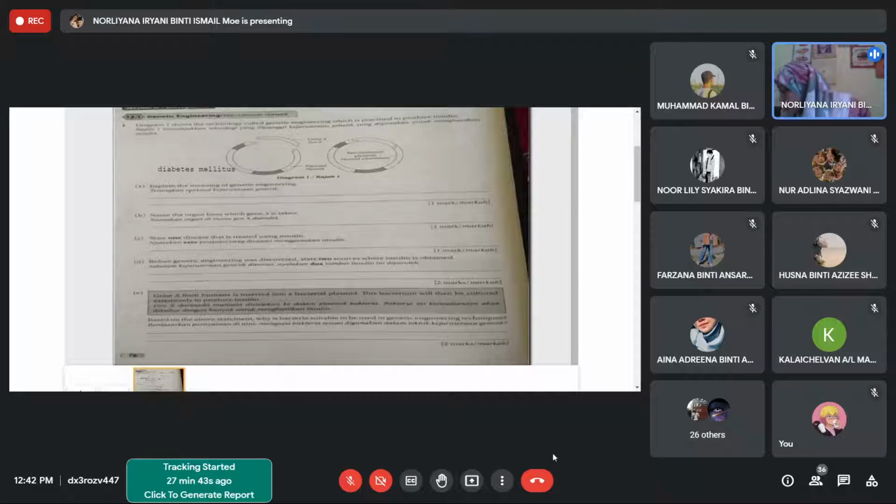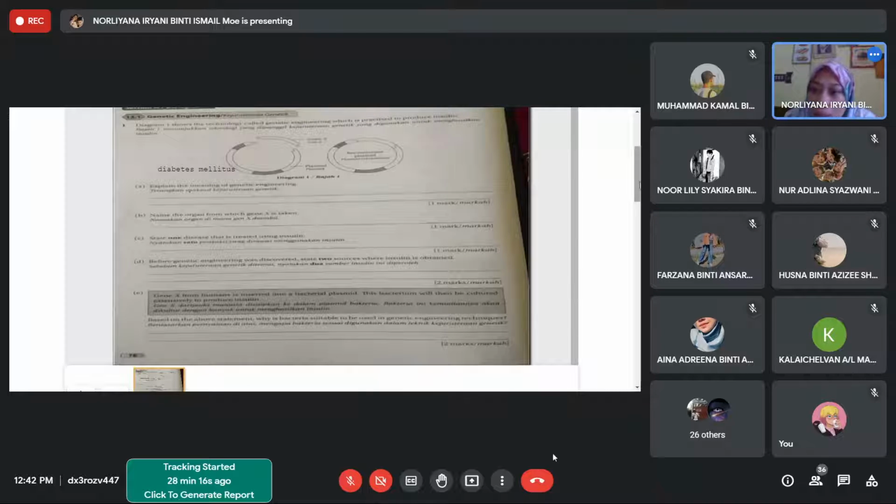Based on the above statement, why is bacteria suitable to be used in genetic engineering technique? So the question asks why, it asks for the reason why bacteria is suitable. What is the characteristic of the bacteria that is best to use in this genetic engineering technique? So there are 2 points that you have to write. Teacher, can you check my answer?